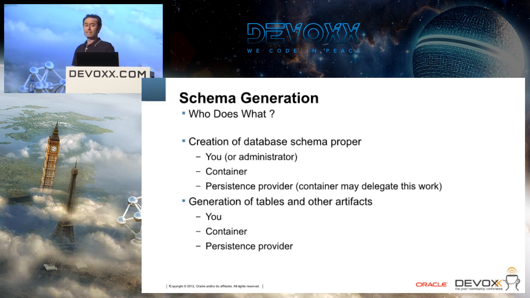So who creates the actual schema? And we're talking about this, not the artifacts that are in the schema, but the actual database schema. You could be creating the schema, or your administrator specifically creating the actual schema. The container could allocate it. So again, in a cloud environment, it's possible you could allocate schema space for a particular user or an application on the fly even. It's also possible for the persistence provider to do this work. And the same is true for tables and other artifacts, right? All the same things. So we get schema space, table space, then we get the actual artifacts generated by either yourself, the container, or the persistence provider.